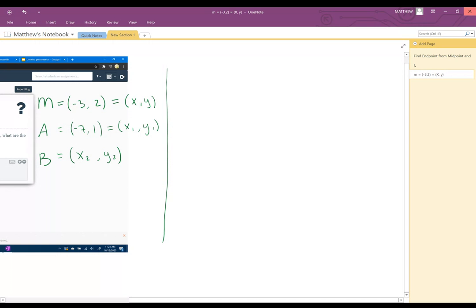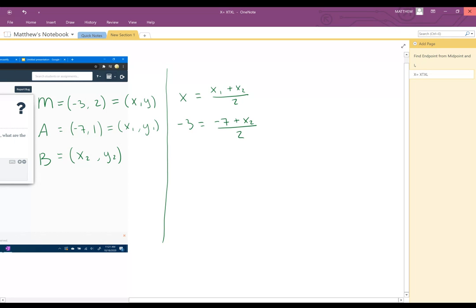So I'm going to take my x value from the midpoint and set it equal to (x1 plus x2) divided by 2 and solve for x2. So if I plug in the values that I know, -3 is equal to (-7 plus x2) divided by 2.